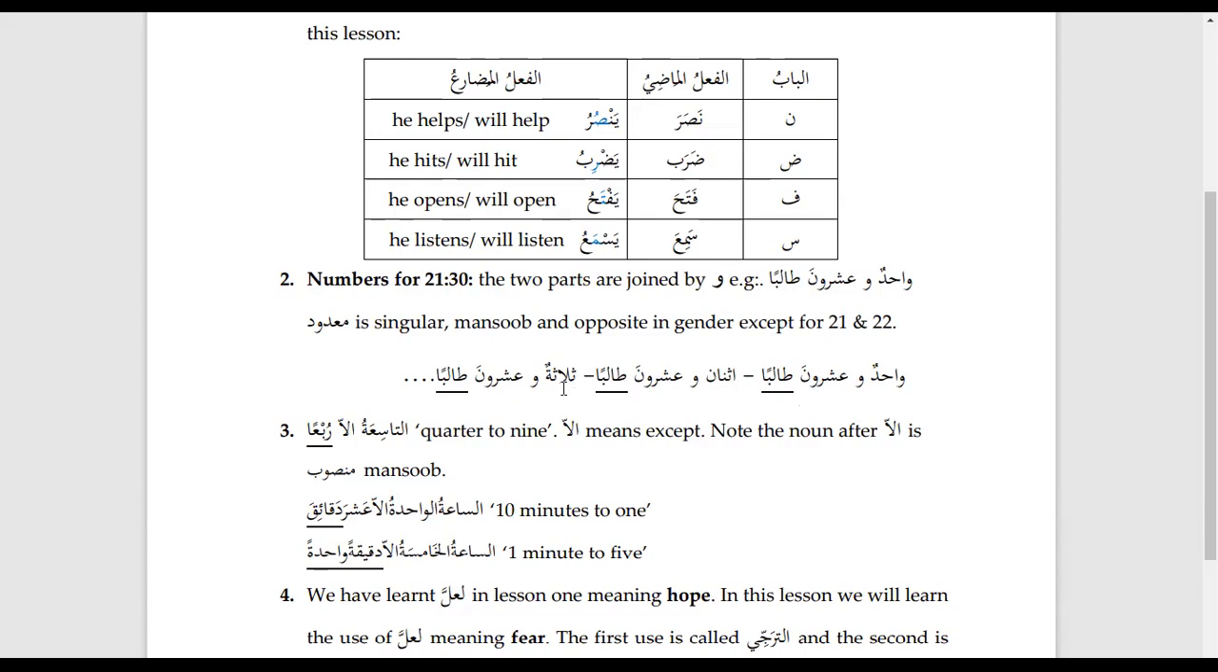However, when we say thalathatun wa ishruna taliban, we know that talib is masculine, so the number will be feminine. So it will be thalathatun wa ishruna taliban. Similarly, 24 students, arba'atun wa ishruna taliban. Today we are focusing only on the masculine numbers, and inshallah in the following lessons we will focus on the feminine numbers. So up to 23, from 23 to 29.